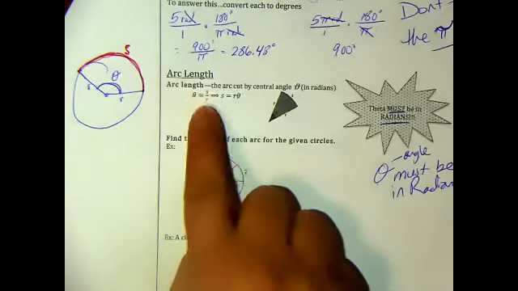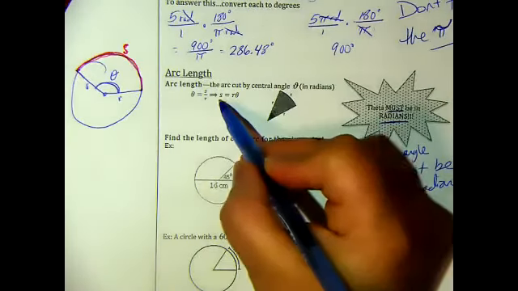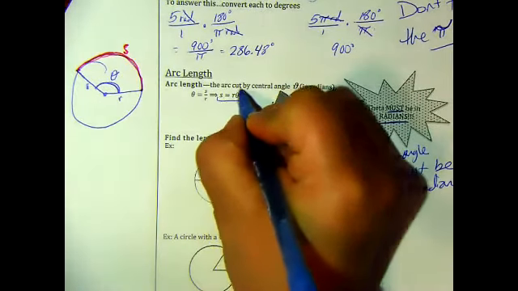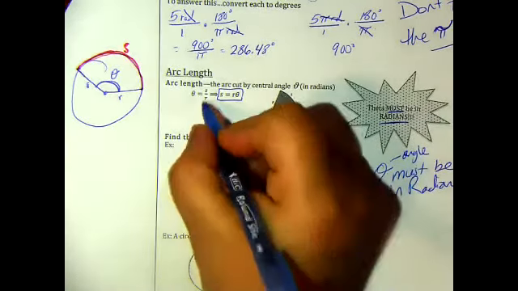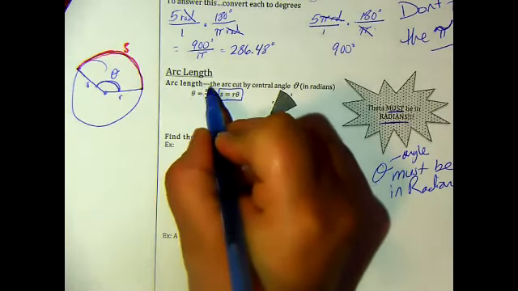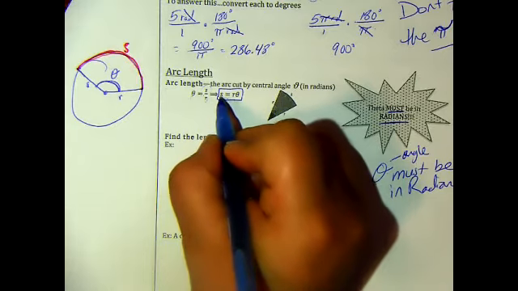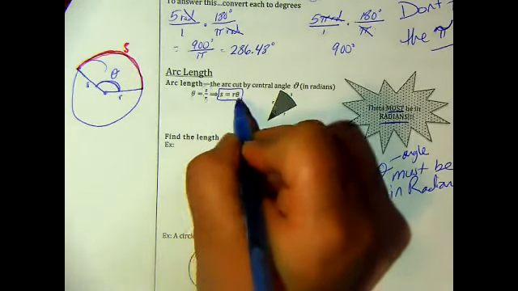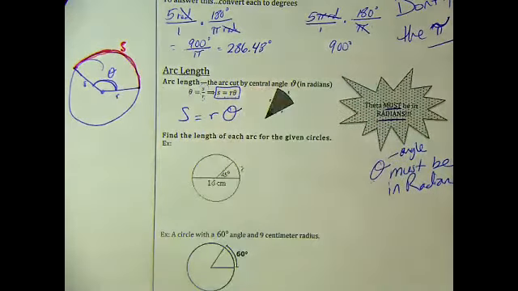So to find our arc length, we essentially have to use this formula right here. Arc length is equal to our radius times our theta, our angle. This derives from the fact that our angle can be found by taking our arc length and dividing it by our radius. If we simply multiply the radius over, we get that arc length is equal to radius times our theta. So we can write that a lot bigger right here, radius times our theta.